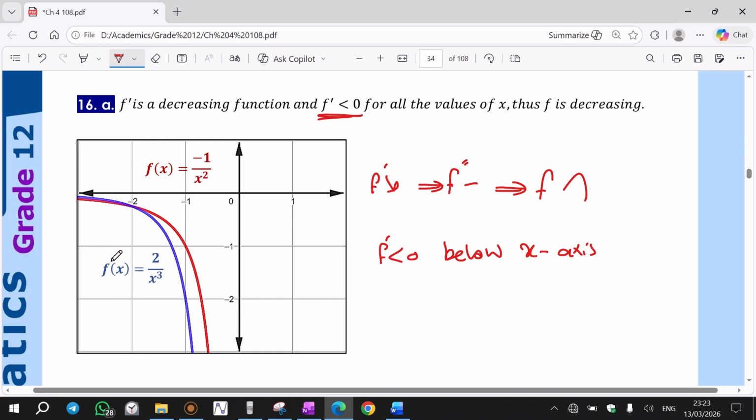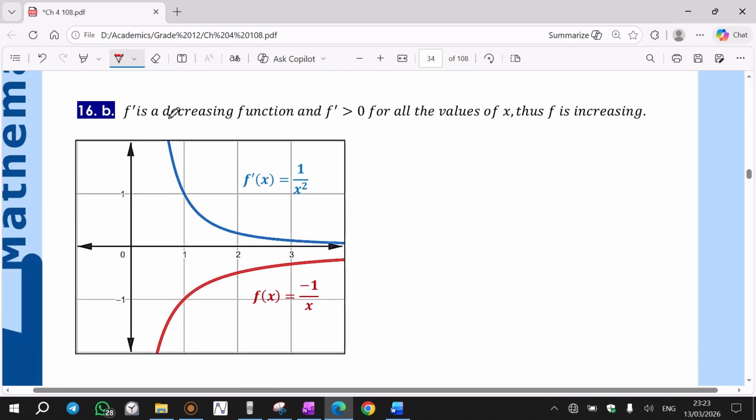Here there should be a prime. The prime did not appear in the print. Add a prime here. This is f prime. It is decreasing. This red is f. It is convex. And the curve of f prime is indeed below the x-axis. And f is decreasing.